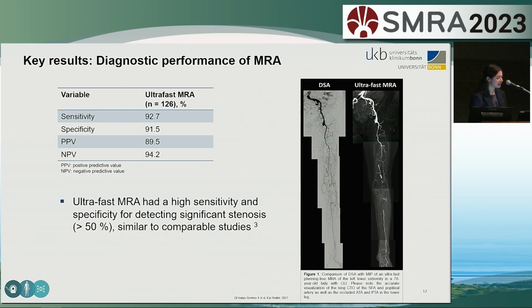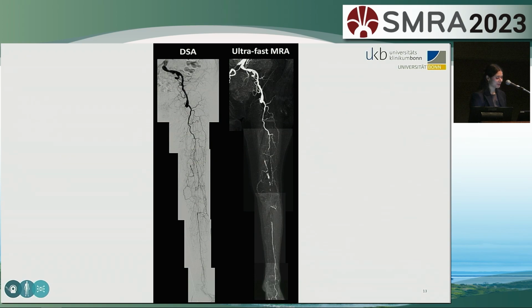Ultra-fast MRA had a high sensitivity and specificity for detecting significant stenosis. On the right side, you can see a female patient with a chronic total occlusion of the superficial femoral artery, popliteal artery, as well as ATA and PTA. And you can see in this nice presentation that ultra-fast MRA can indeed reach image quality the same as DSA. If you take an even closer look, you can see that the remaining fibular artery in the lower leg has an even better contrast than DSA, which is not always the case, but I like this example because it shows that in certain situations, MRA can even be superior to DSA.